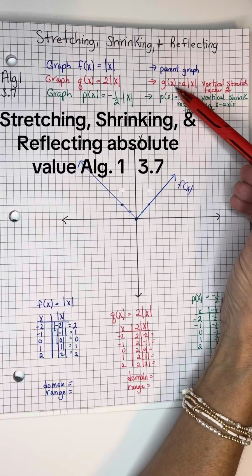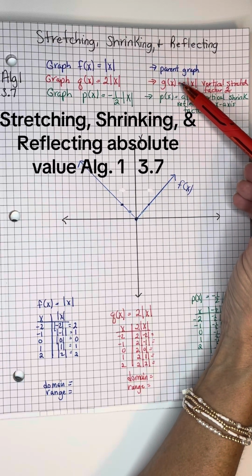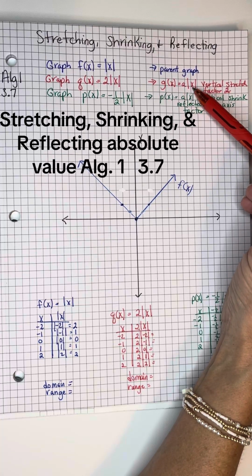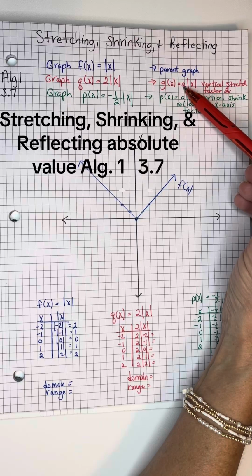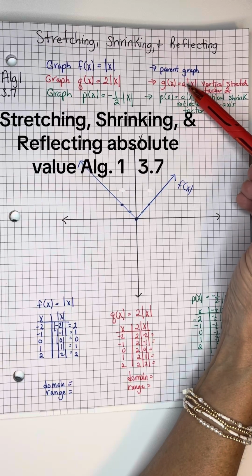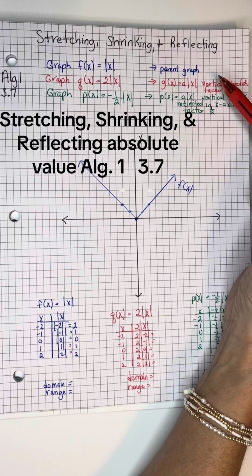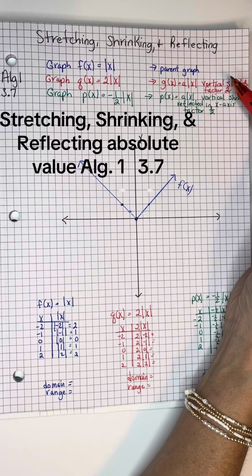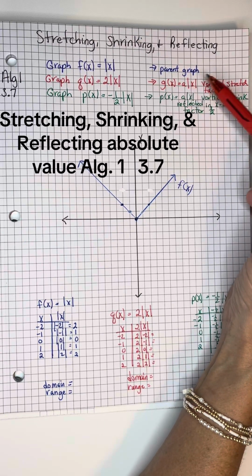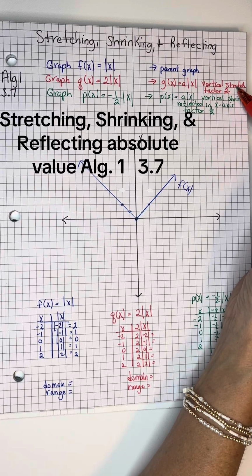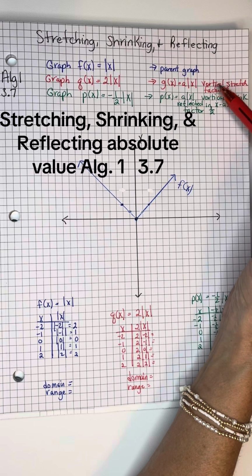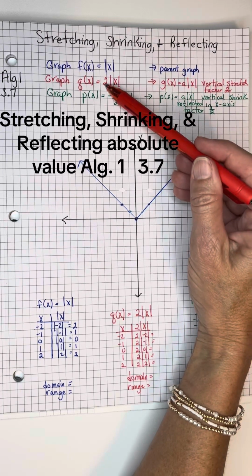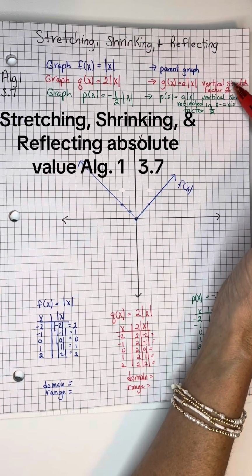If you have g of x equals a times the absolute value of x, remember from the linear functions that if the a is outside the parentheses or outside the function notation, then it's going to be vertical. If it is bigger than 1, it's going to be a stretch. So my 2 is bigger than 1, so it's a vertical stretch. And the factor will be whatever a is, which is 2. They're going to ask you that.